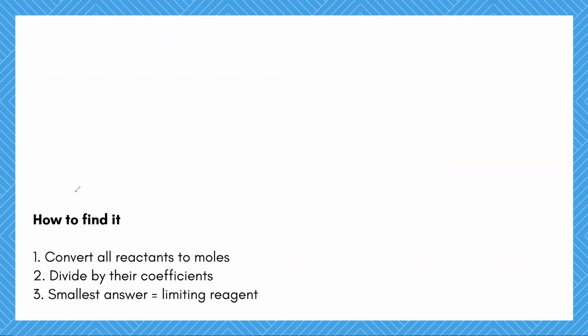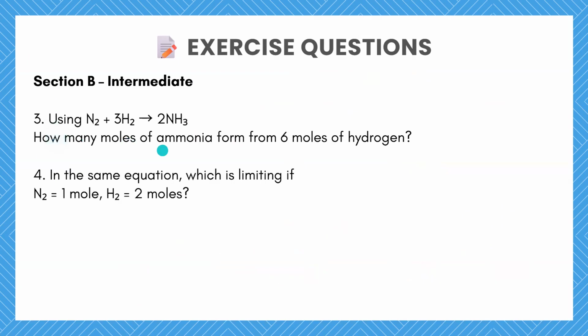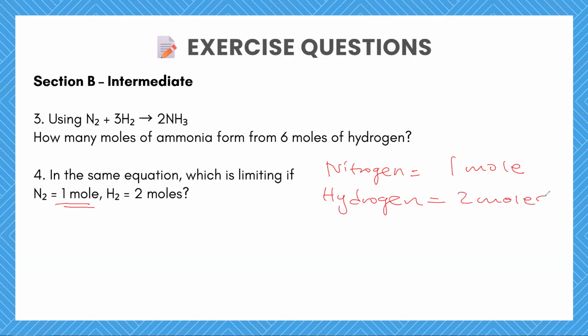So let's take the steps. All the reactants have been converted to moles already. The next step would be to divide by their coefficient. So for nitrogen, we have 1 mole, as you can see over here. And for hydrogen, we have 2 moles.